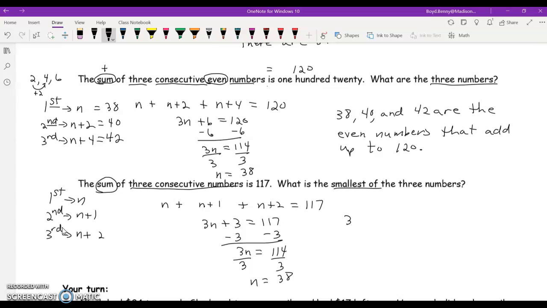I see here again, I just need the smallest of the three. So 38 is the smallest of the three numbers whose sum is 117.